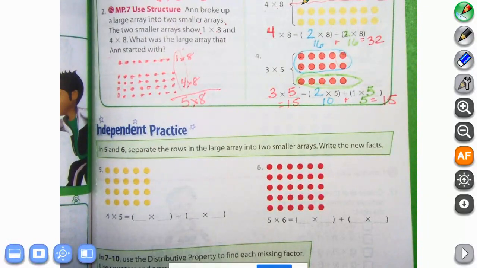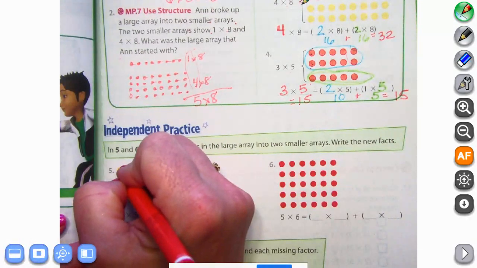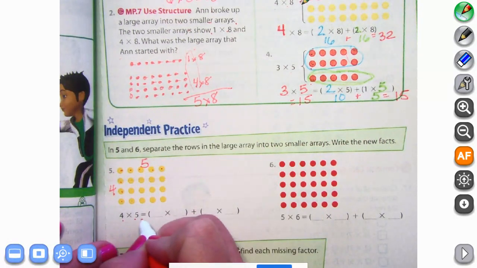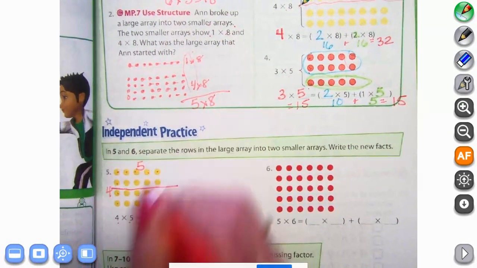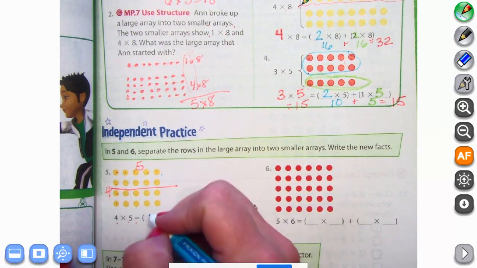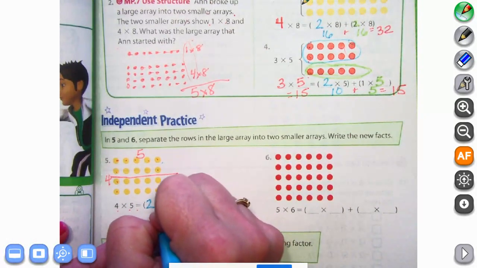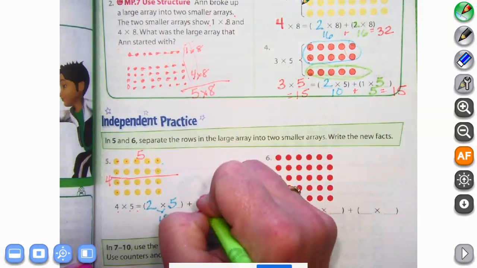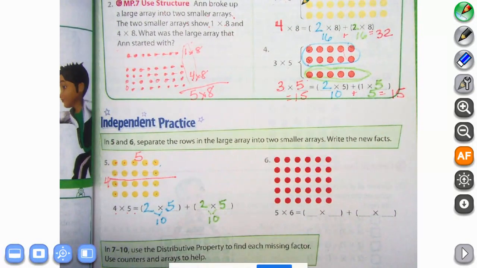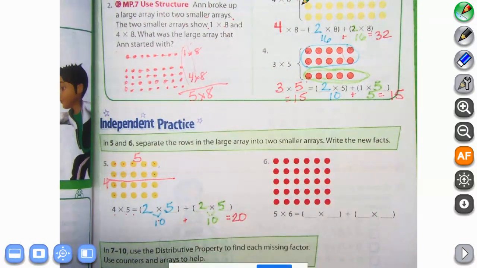In 5 and 6, separate the rows in the large array into 2 smaller arrays and write the new facts. So right now we have 4 rows. And how many are in each row? 1, 2, 3, 4, 5. So we've got 4 groups of 5. We're going to break that up evenly, right in the middle. So this one up here is 2 groups of 5. What is 2 groups of 5 equal? That equals 10. And then we have 2 groups of 5 here, which equals 10. So that means 4 times 5 is equal to 10 plus 10, which is 20. Okay, go ahead and pause. Get that written down.